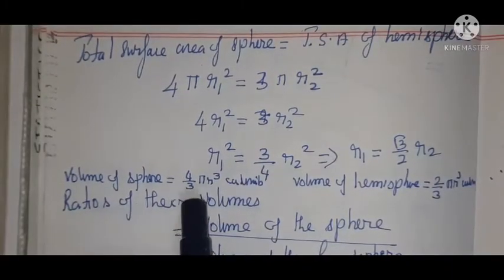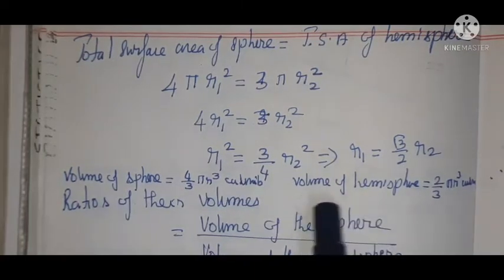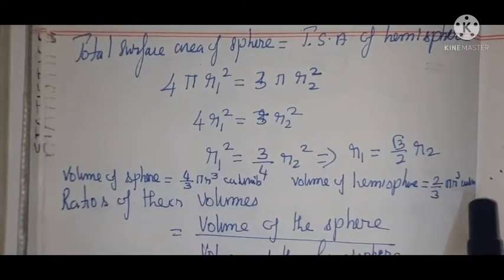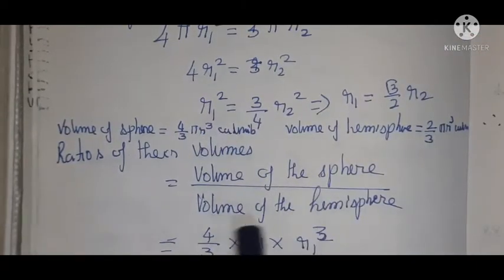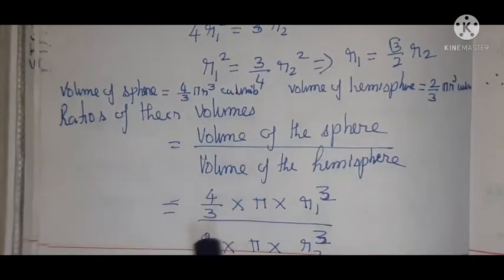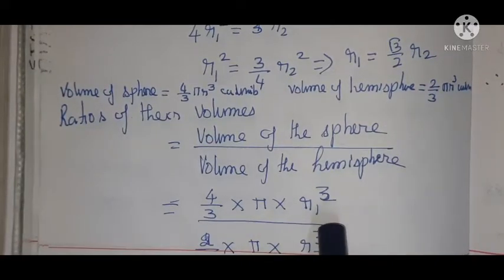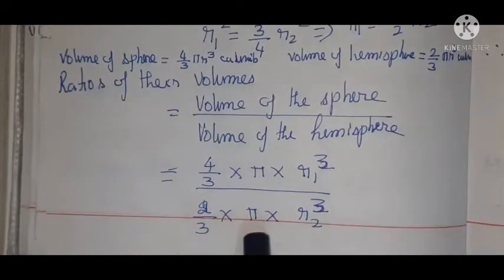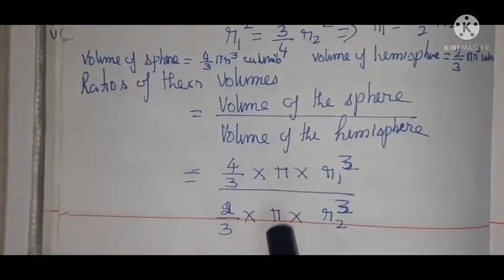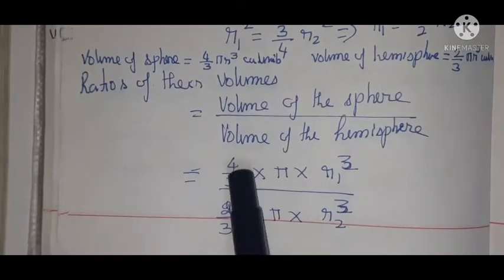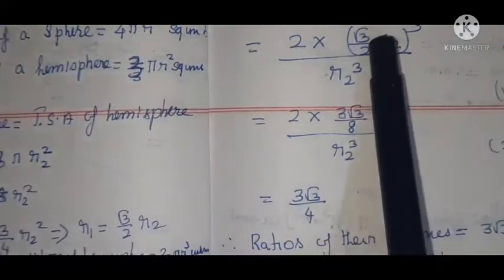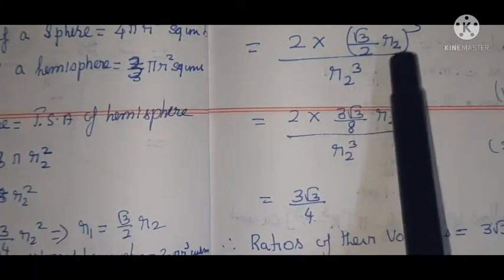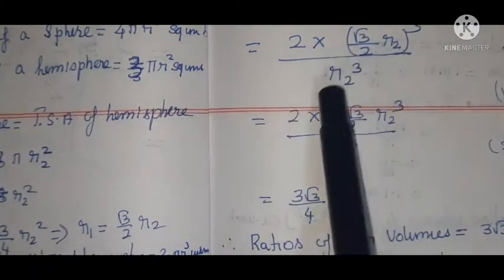Volume of the sphere is 4 by 3 pi r cube cubic units. Volume of a hemisphere is 2 by 3 pi r cube cubic units. Ratio of the volumes, volume of the sphere by volume of the hemisphere, is 4 by 3 into pi into r1 cube by 2 by 3 into pi into r2 cube. 3 cancels, pi cancels. 4 divided by 2 we get 2. So 2 into r1 is root 3 by 2 into r2, the whole cube, by r2 cube.